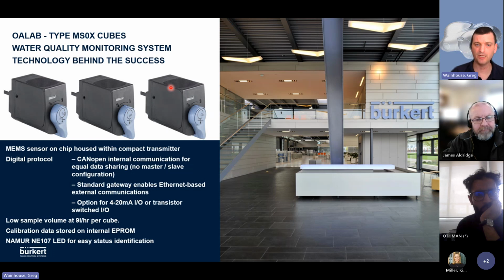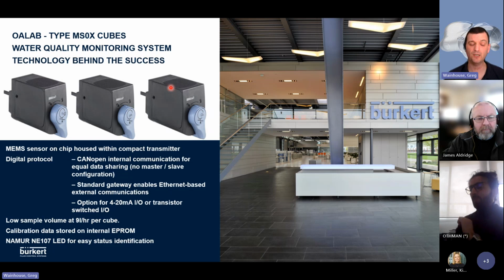If your PLC can take a CANopen signal, then you can take those sensors directly into the PLC. Otherwise, you can use one of our gateways to give you either Ethernet, Profinet, Modbus TCP, or even Profibus, and we've got a few other flavors as well. We also have options for things like 4 to 20 milliamp outputs and inputs, or simple transistor switched outputs, but they are additional extras on top of the gateway. So the gateway generally tends to be our standard. Each cube, and this is quite unique, only requires 9 liters per hour per cube.